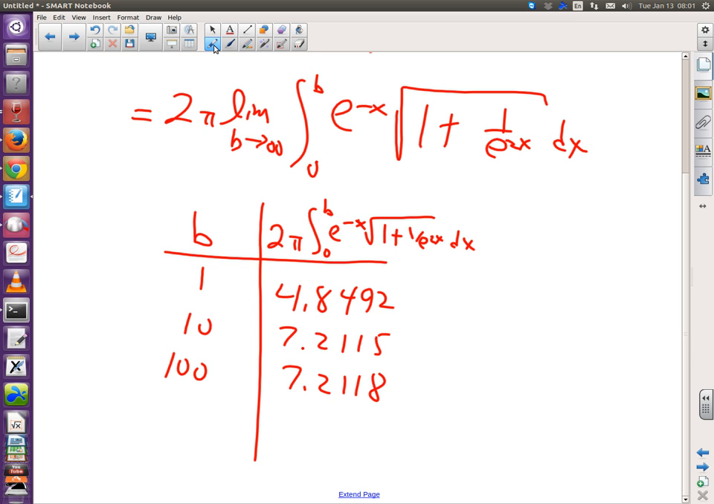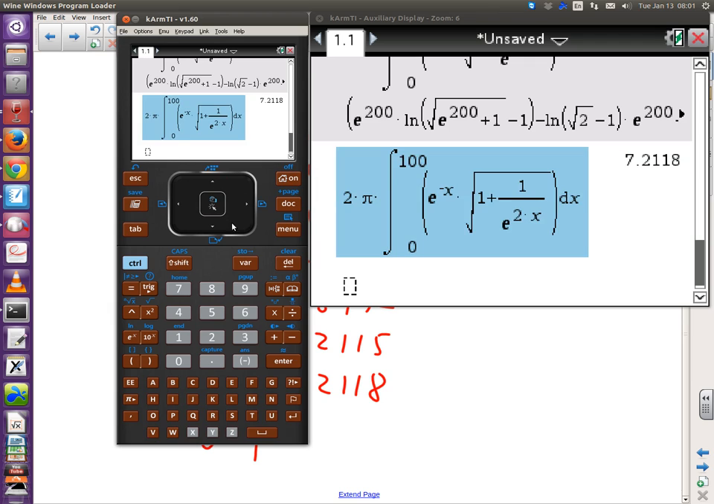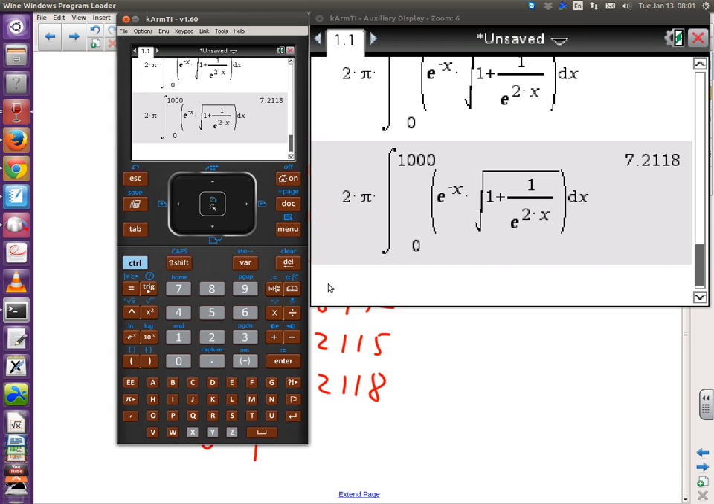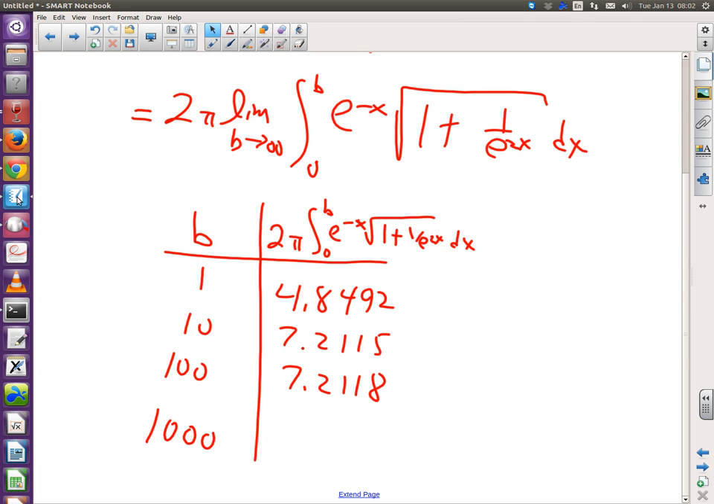Well, I'm not done. If I want 4-place convergence, right? I'm not done. So 1,000? Okay. So is it the same? Yeah. All right, let's just confirm that for everybody. Let me capture this thing again, go up and make it 1,000. Control Enter. And 7.2118. There you go. So this one converged. 7.2118.